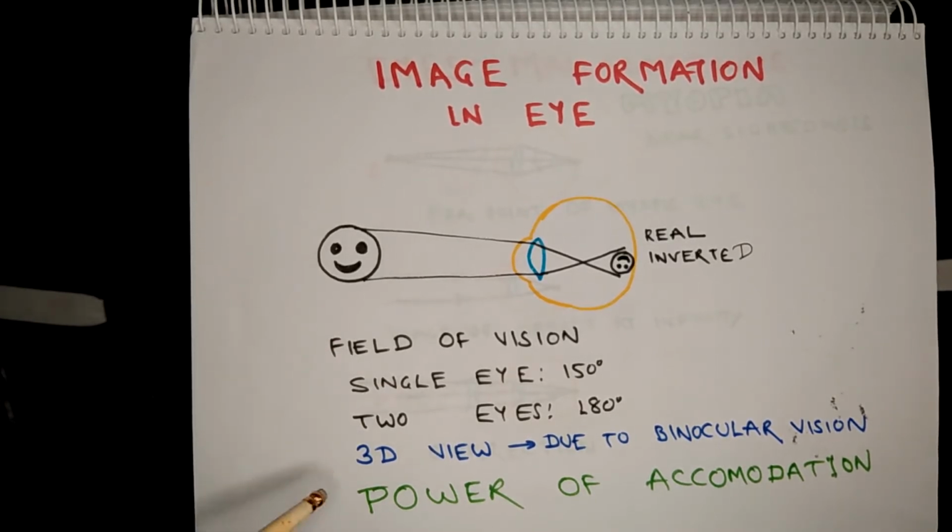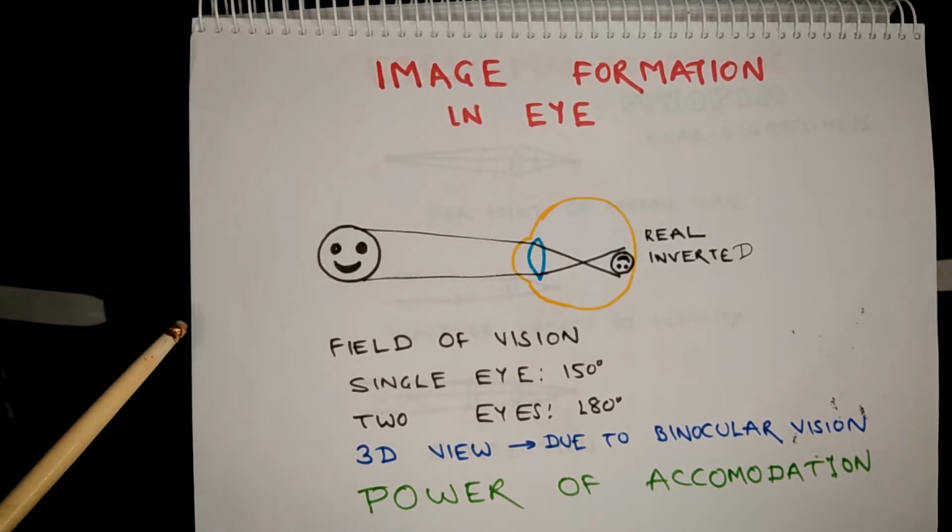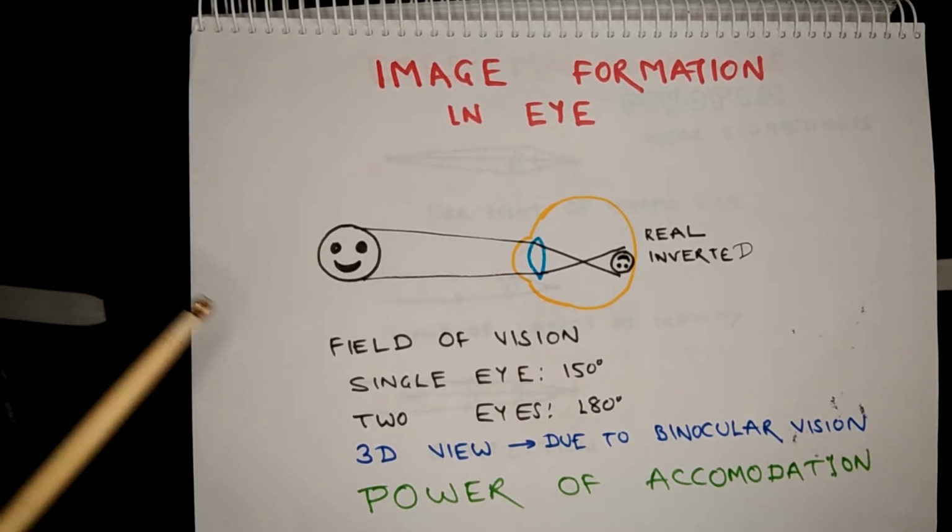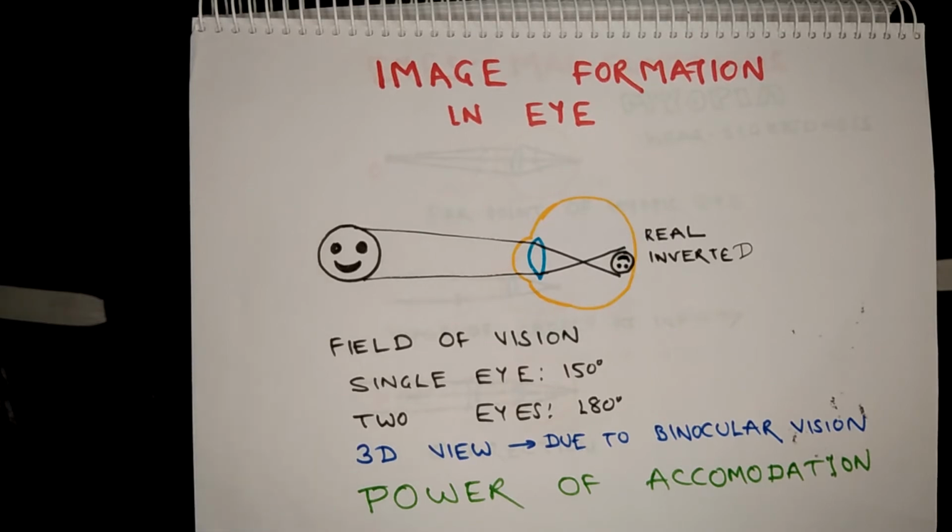Another property of human eyes is the power of accommodation. The human eye can easily focus on a nearby object as well as on a distant object, and because of this we can clearly see a nearby object as well as a distant object. For example, we can see the moon, the stars, and we can also clearly see our fingernails. This property of human eyes is called the power of accommodation.